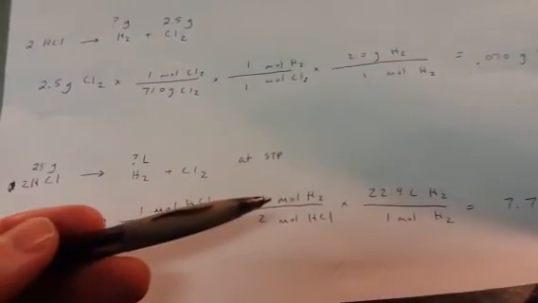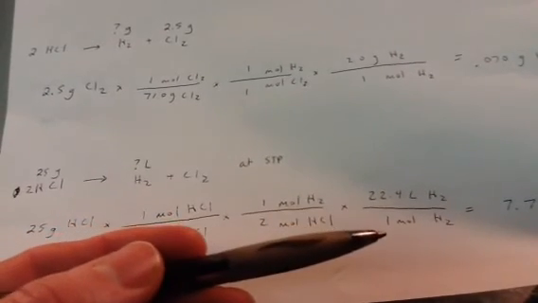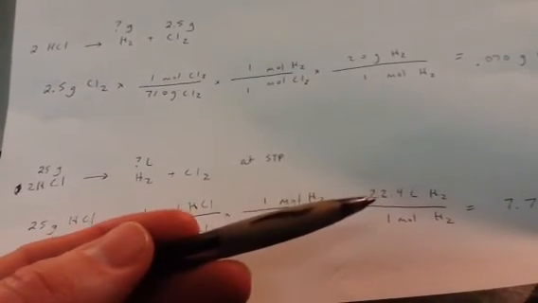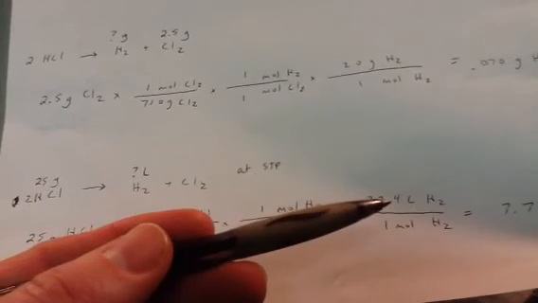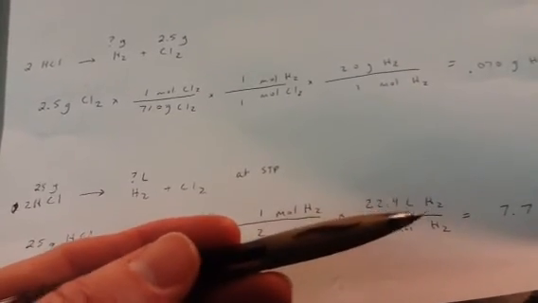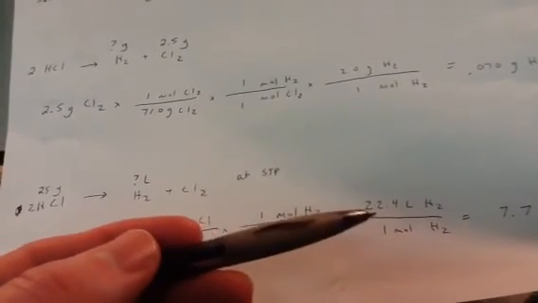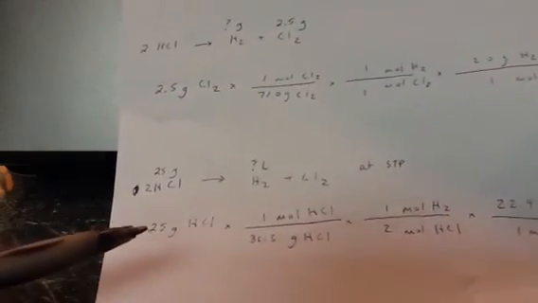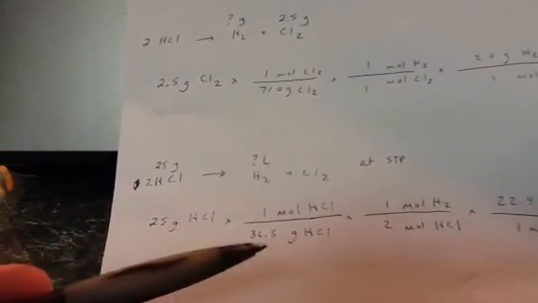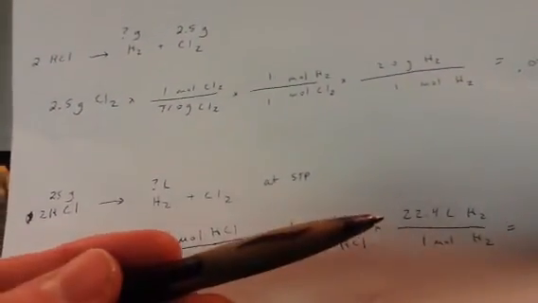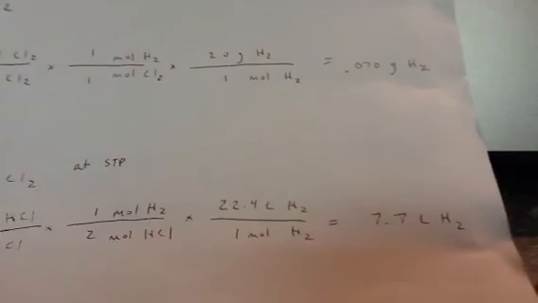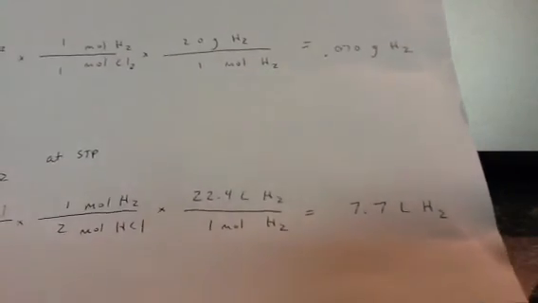Again, to solve the problem, I take my mole of H2, that goes to the bottom. Liter goes on top, so 22.4 liters of H2. And it doesn't matter the gas, as long as it's at STP, it'll be 22.4 liters over 1 mole. So again, to punch in the calculator, I take 25 divided by 36.5 divided by 2 times 22.4, and my final answer is 7.7 liters.